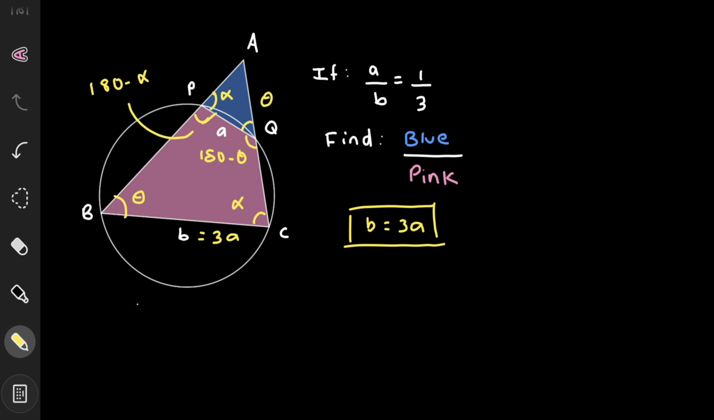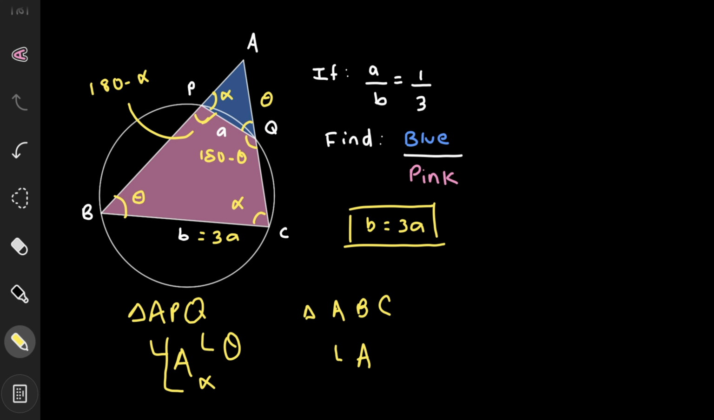Now take the blue triangle, that is the triangle APQ. In this triangle, the value of angle A is angle A. The value of angle P is alpha and the value of angle Q is theta. Now take the complete triangle ABC. Angle A is angle A. The value of angle B is theta and the value of angle C is alpha.